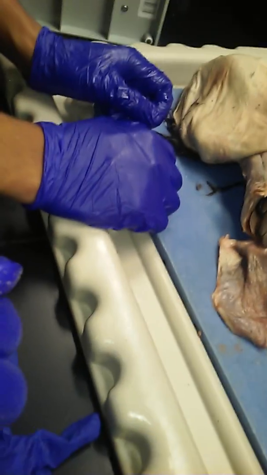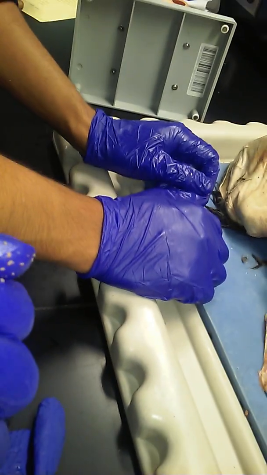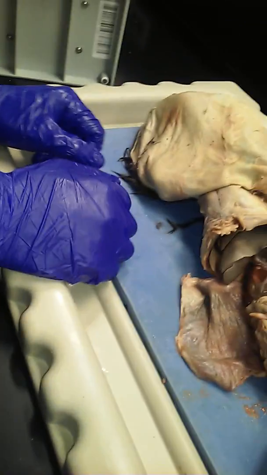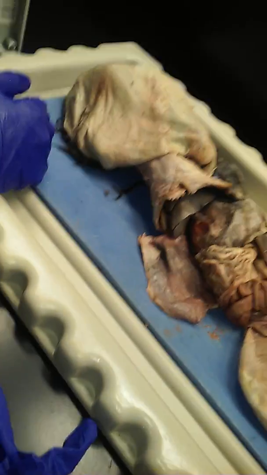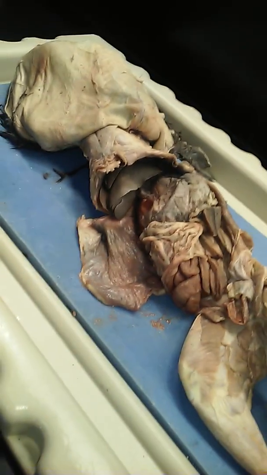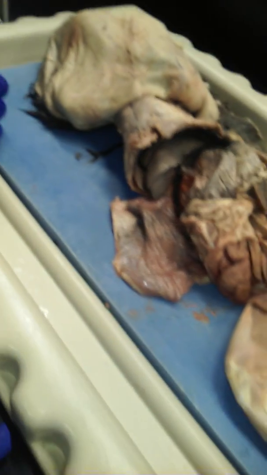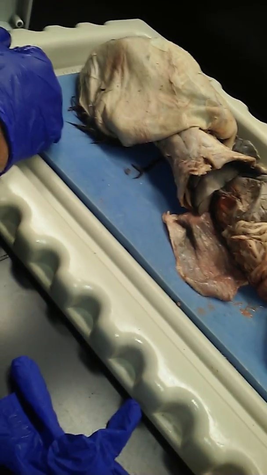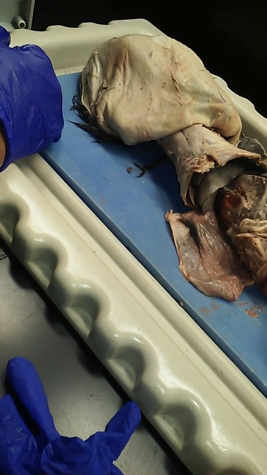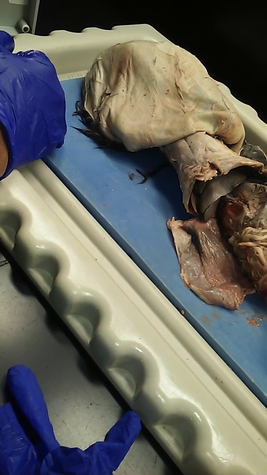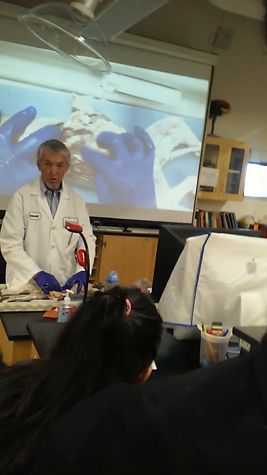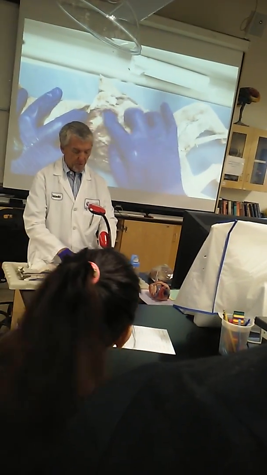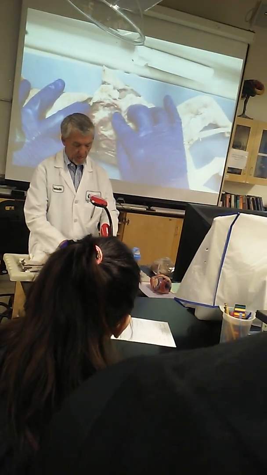Okay, next one on my list is the stomach. The cat's stomach is over more on the left-hand side of the body. If I lift up the liver a little bit and look over to this side, there's a bag-like structure, sort of the shape of a letter U, like you see right here. That is the cat's stomach.